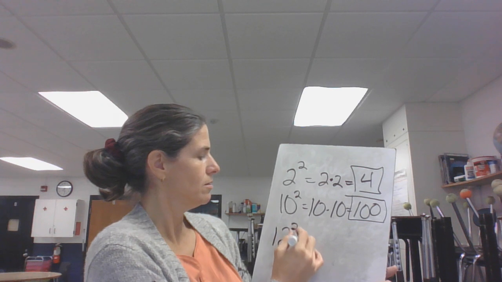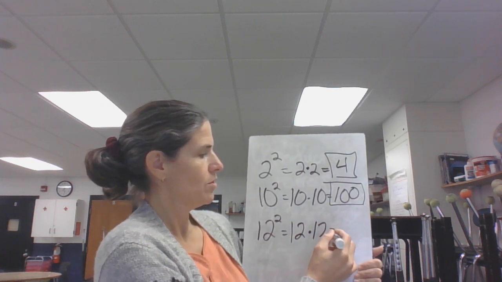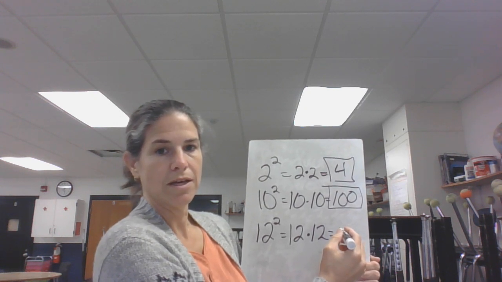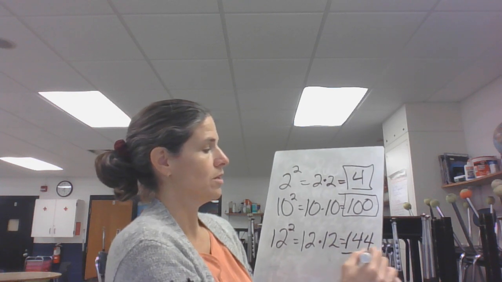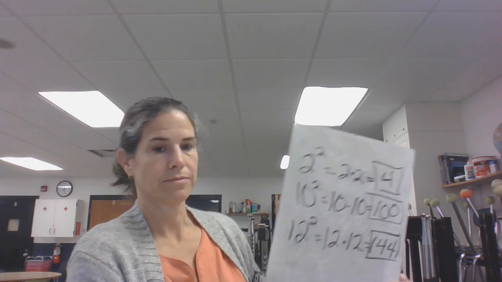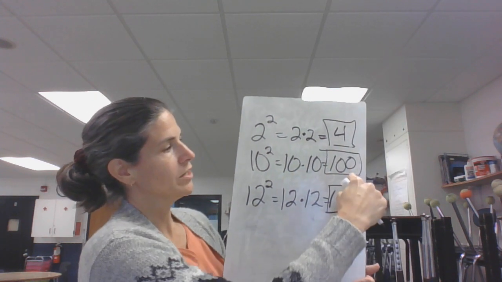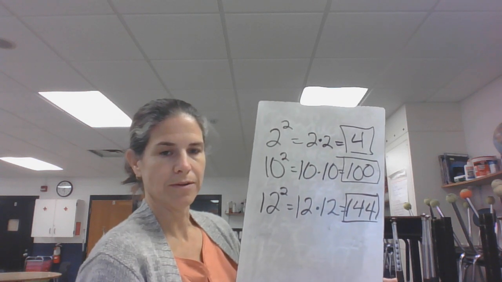12 squared equals 12 times 12, which equals, does anybody know this? It equals a gross, which is 144. Yep, that number is really called the gross. I don't know why. So these are the perfect squares. This is how you show whether or not they're a perfect square.